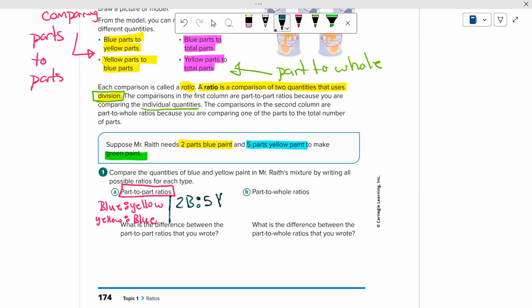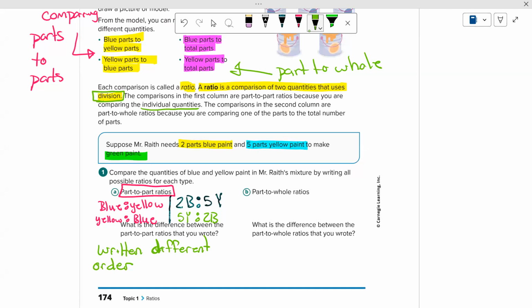Could I write it differently? Absolutely. I could write 5 parts yellow and then 2 parts blue. It doesn't matter the order here because we're still going to get a green paint. But that's part to part ratios. What is the difference between the part to part ratios that we wrote? The biggest difference is the order. They're just written in a different order. That's the biggest difference.